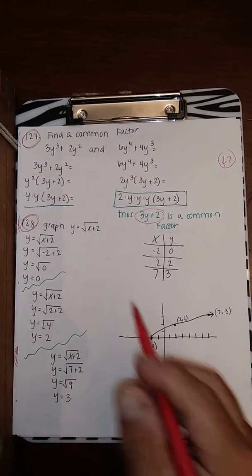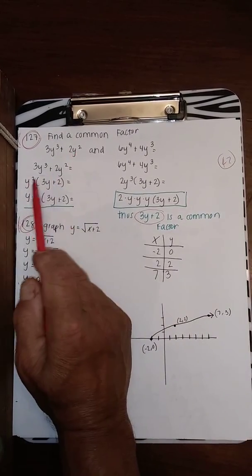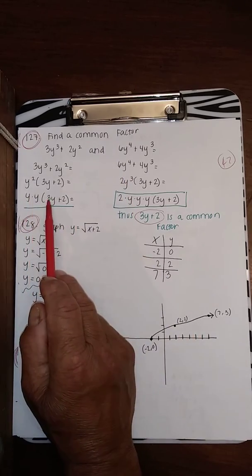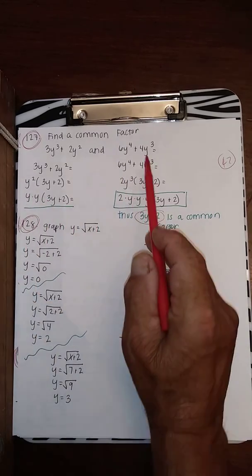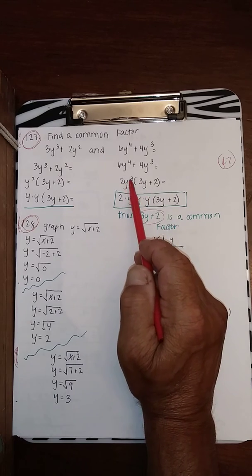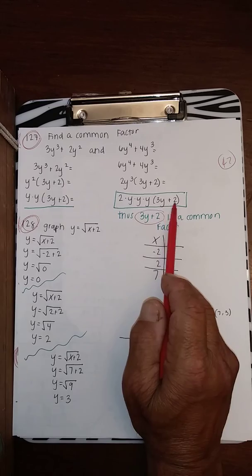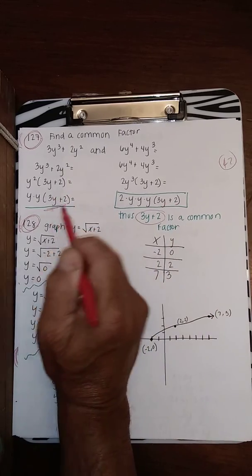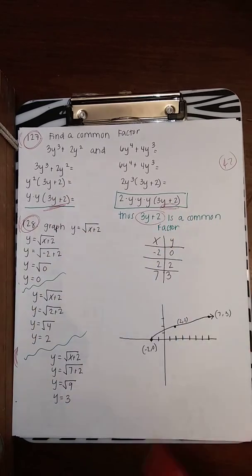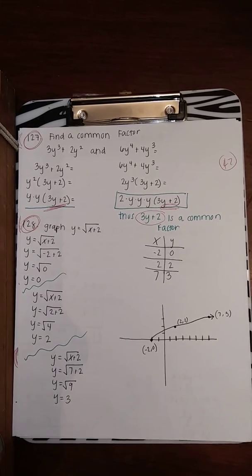Find a common factor. Take out the y squared. And it's y times 3y plus 2. There it is. And take out 2y cubed. And you have 2 times y times y times y times 3y plus 2. But a common factor is that one right there. This one. And that one is a common one. That's fine. That's just this one.